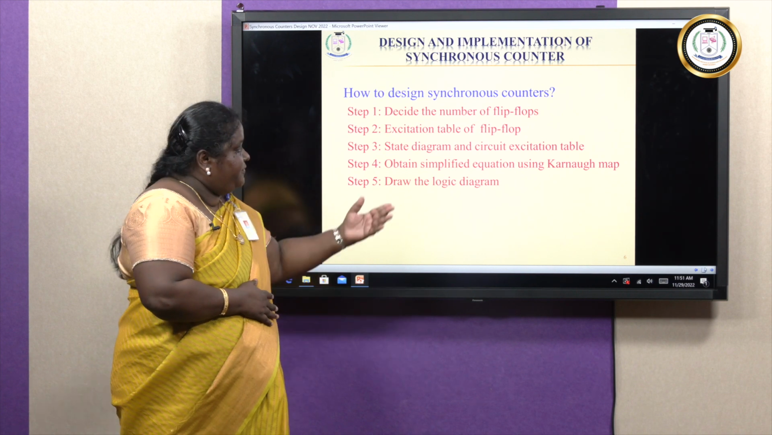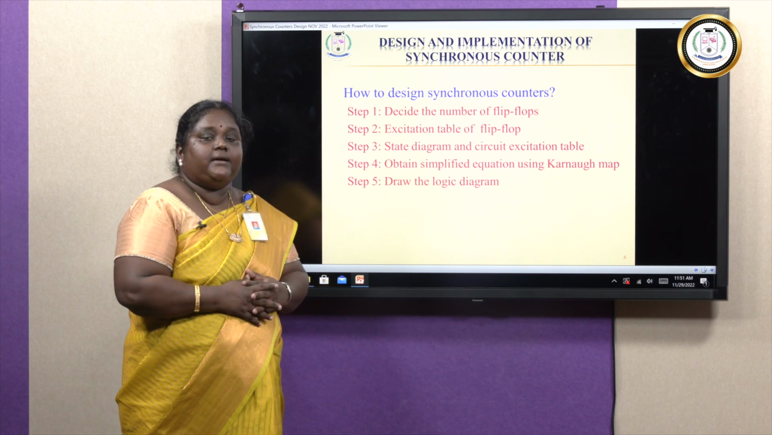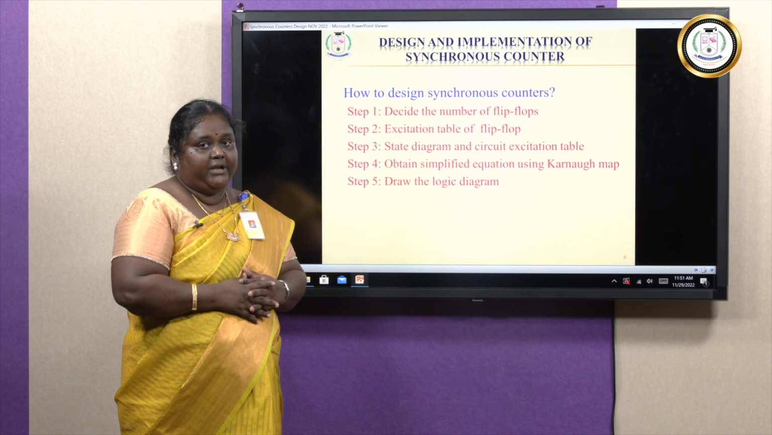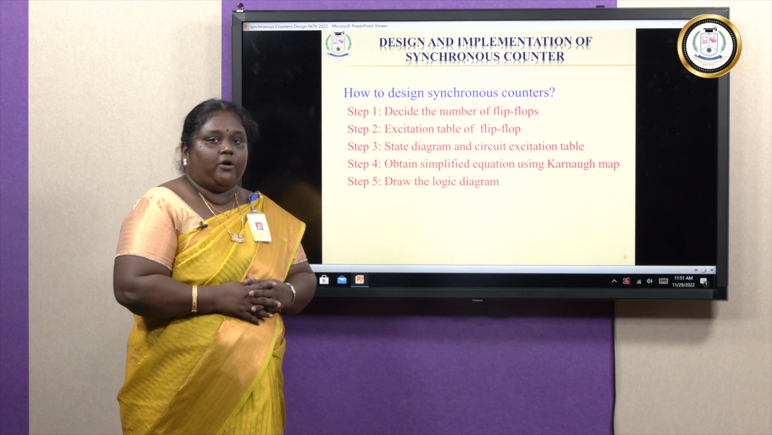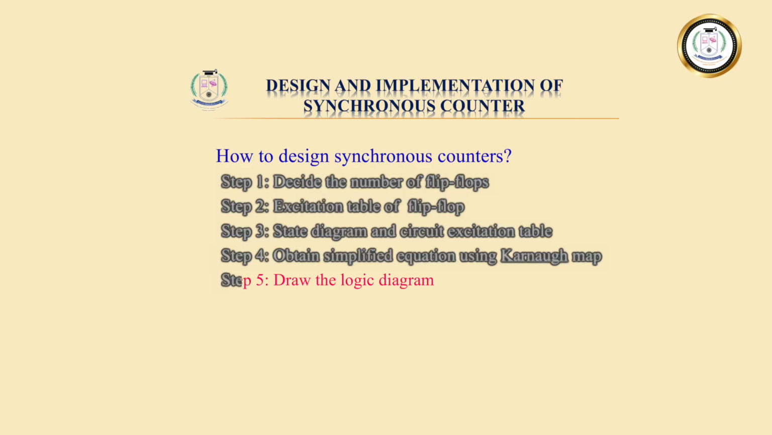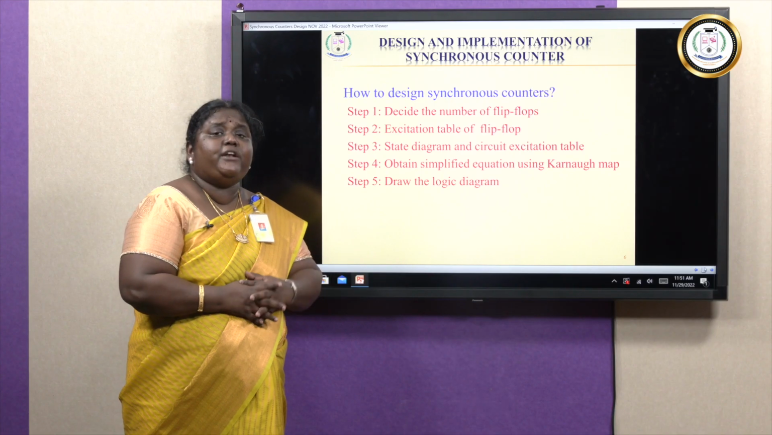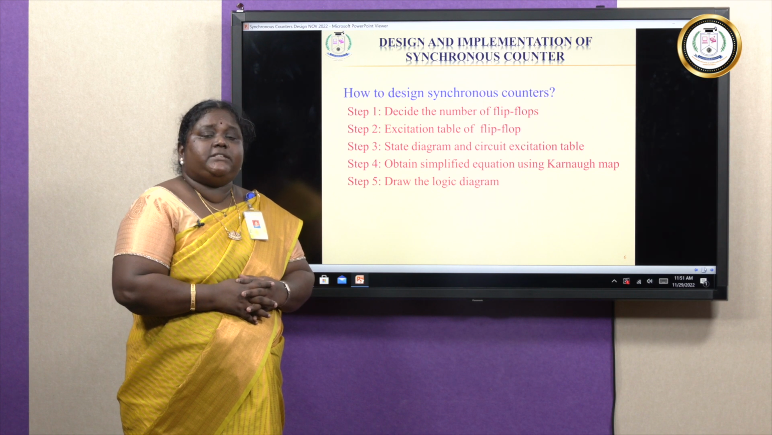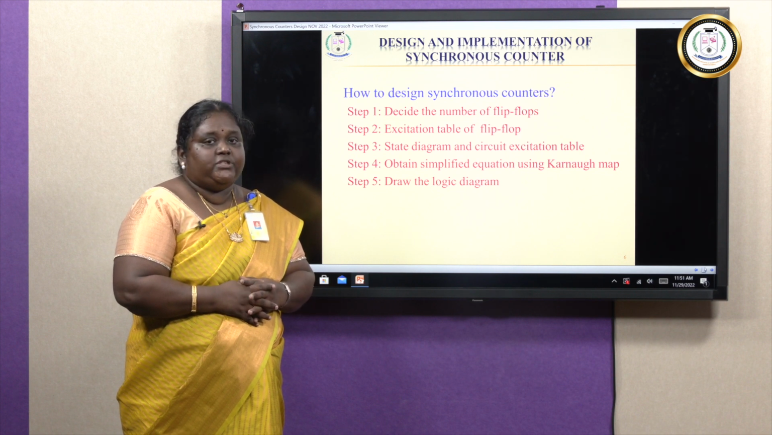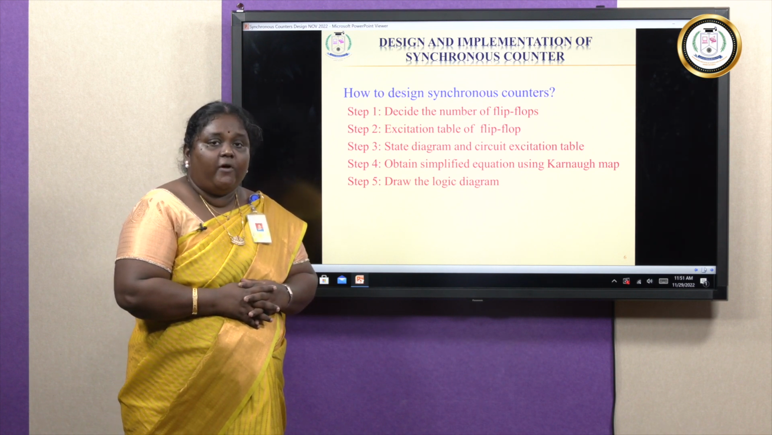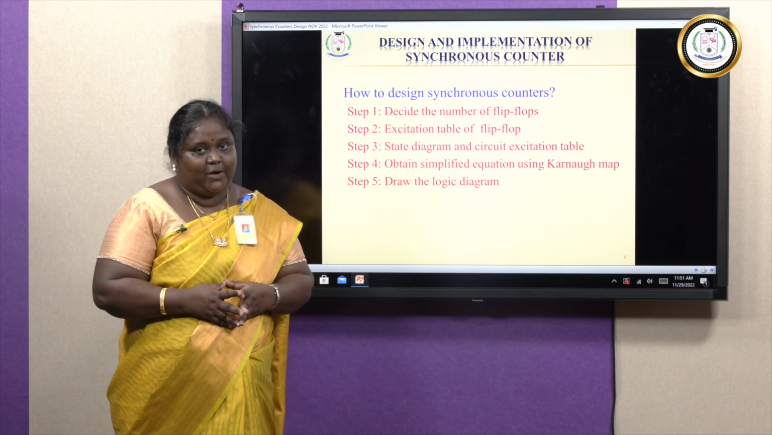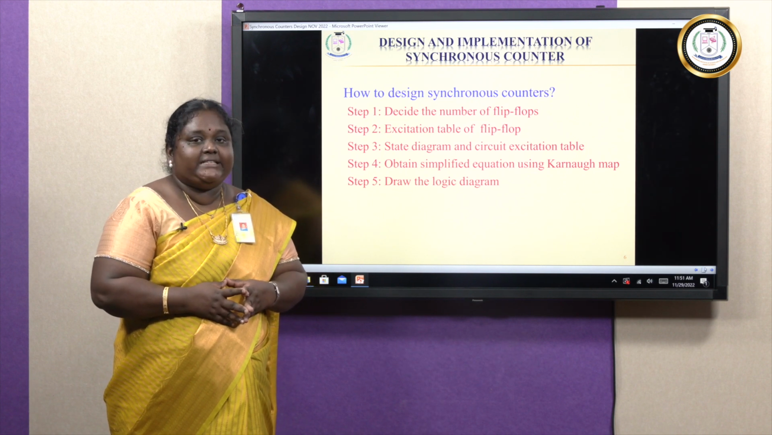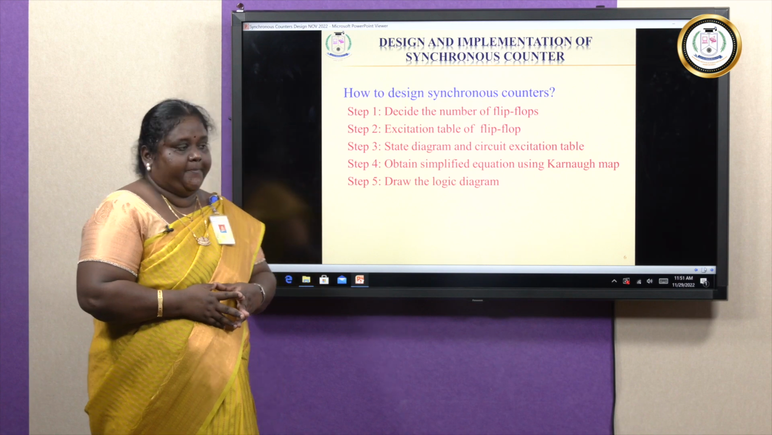So with the help of the excitation table and the simplified Boolean expression obtained from the corner map, we will be drawing the logic diagram in step 5. So that is the end of the design of a synchronous counter. So these are the various steps involved in the design of a synchronous counter. So now let us get started with each step one by one.